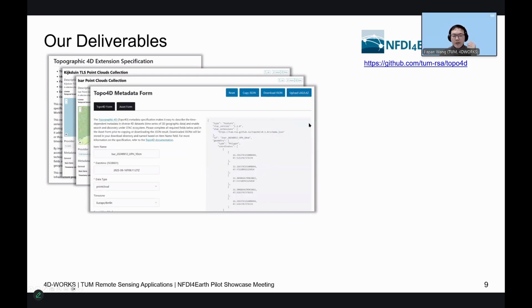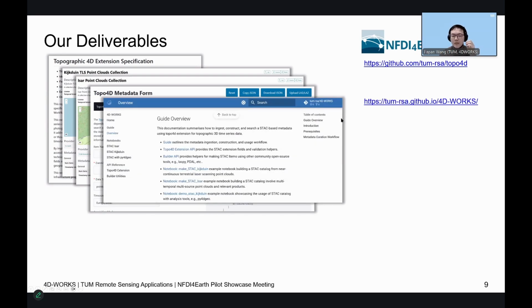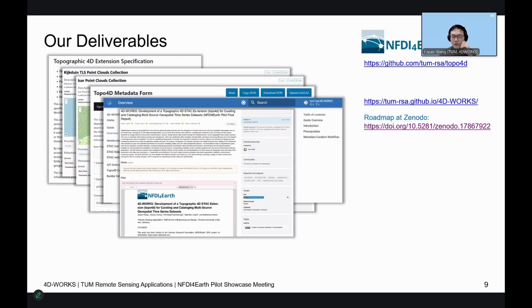And this metadata form is also usable and hostable on any virtual machine or server. We also provide a comprehensive guide and Jupyter notebooks to demonstrate how to build the STAC catalogs from scratch, what APIs we can use and what further steps we can do. And also, of course, the roadmap we have submitted to Zenodo, which is an entry point for the NFDI4Earth and Earth System Science community.